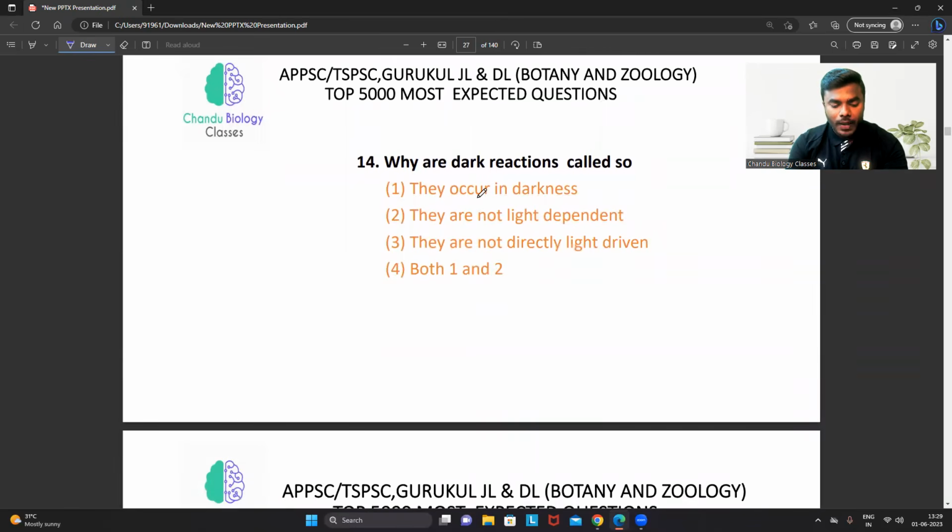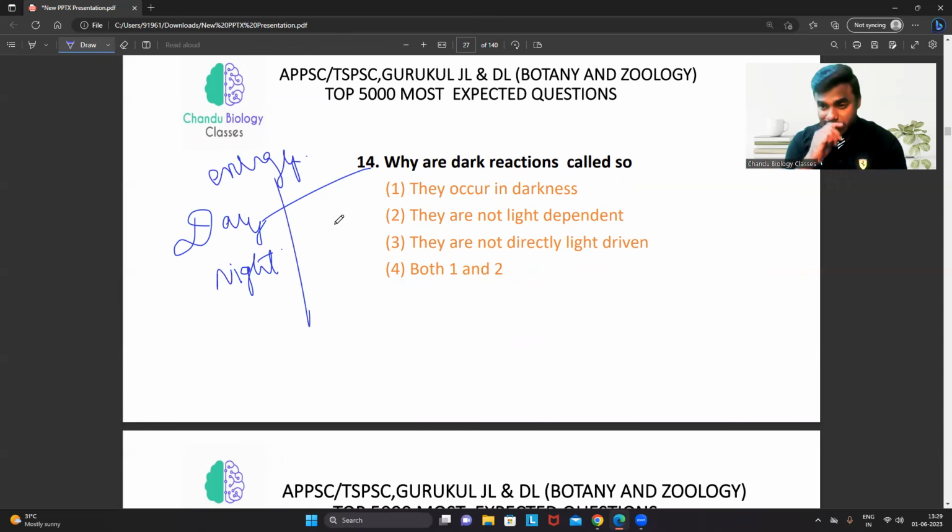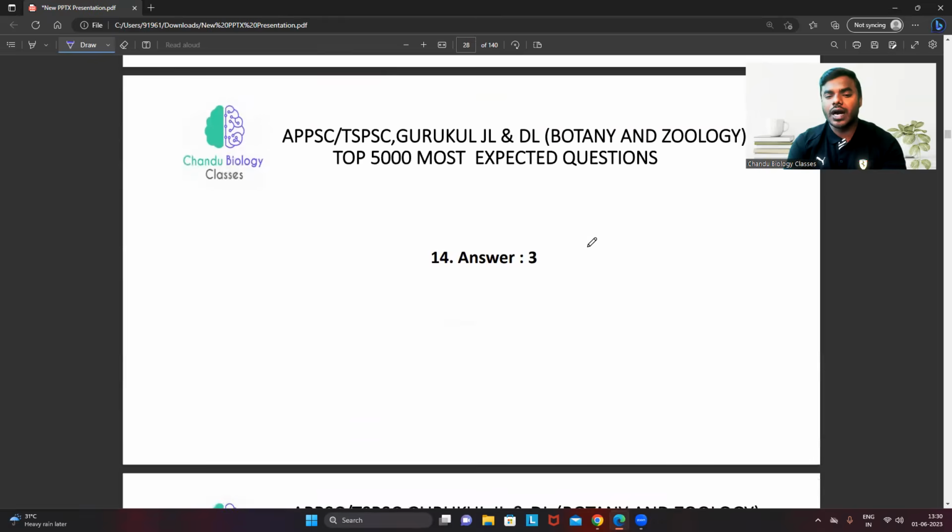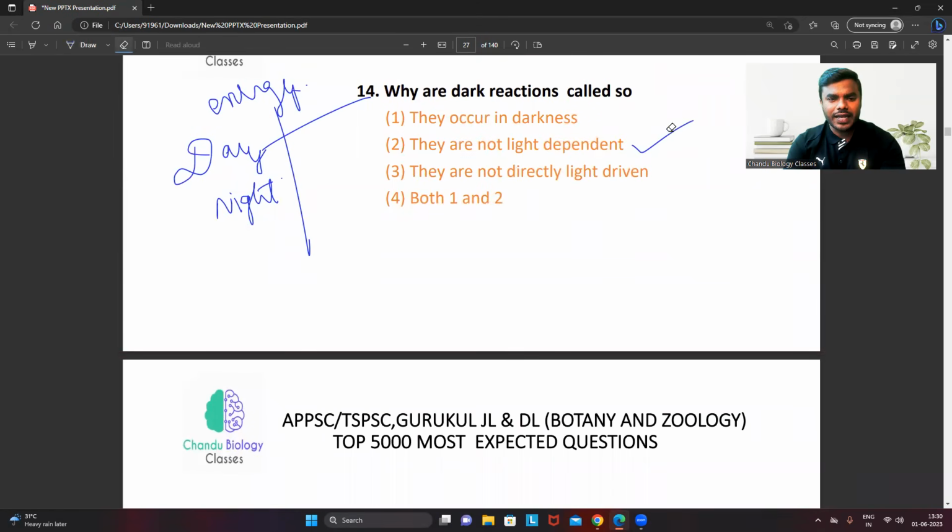Next, question number 14. It's also a direct question. Why are dark reactions called so? I told you, right? Dark reactions occur in the day also. Dark reactions occur in the night also. Why, friends? They require only energy. It doesn't matter whether the light is present or absent. What matters is whether the energy is present or not. So that's why we can call them light independent reactions. So the correct answer is: they are not directly light driven. They are not light dependent.